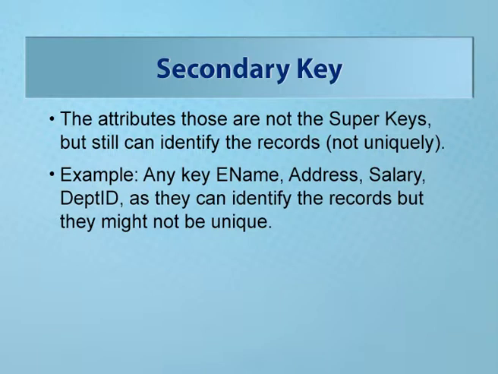Any key like e-name, with the help of e-name you can also retrieve the record. Suppose if Srinivasan is there, there may be several Srinivasans in the employee table. It may be pointing to one particular record, however that is not the record that we are searching for. Likewise address also, Delhi. In the address field there may be Delhi occurring several times. So whenever it points to some Delhi, that may not be the record that we are trying to access. So the secondary key helps in retrieving the records, however not uniquely.